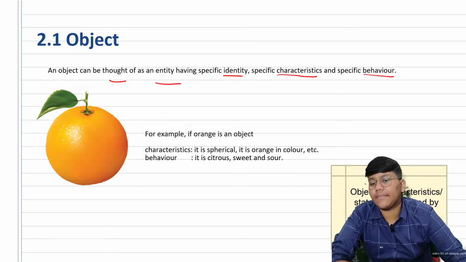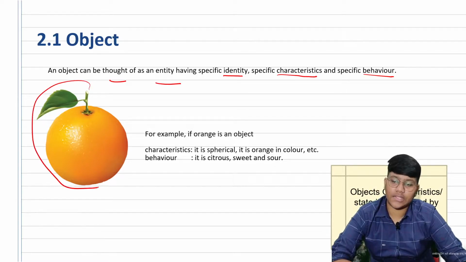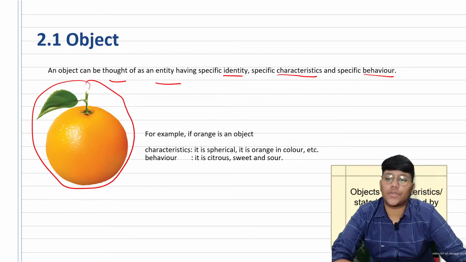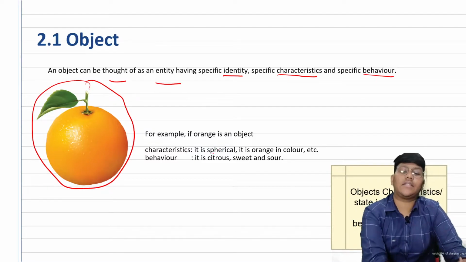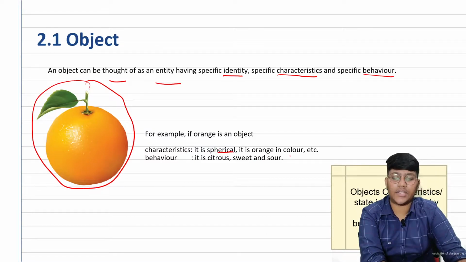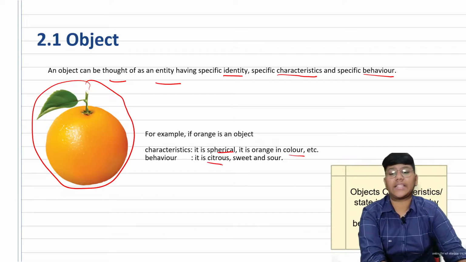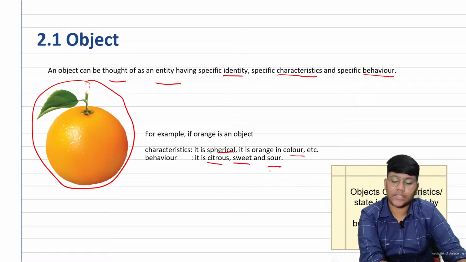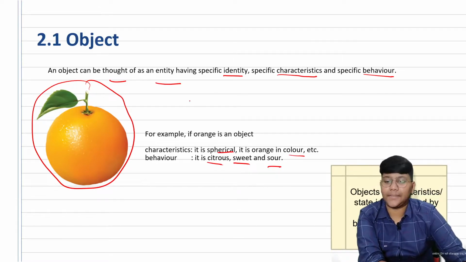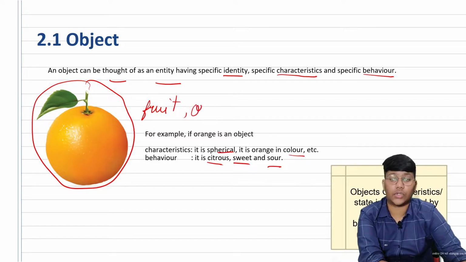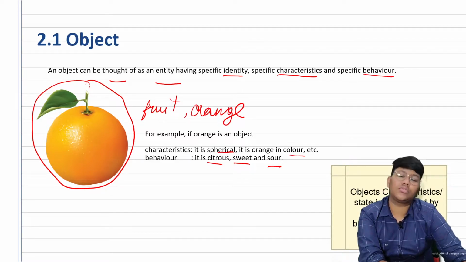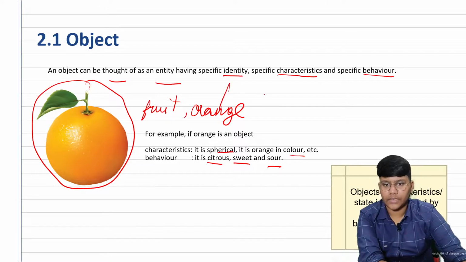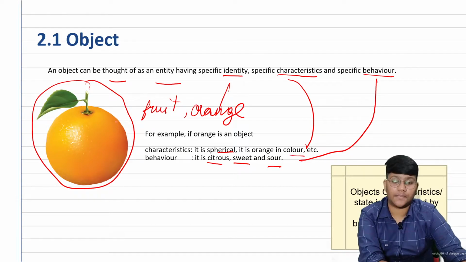For example, if this orange is an object, it has some characteristics. It is spherical, it is orange in color. It has some behavior: it is citrus, it is sweet, it is sour. And it has some identity, that it is a fruit. Its name is orange. So it has some identity, some characteristics, some behavior. So this is an object.